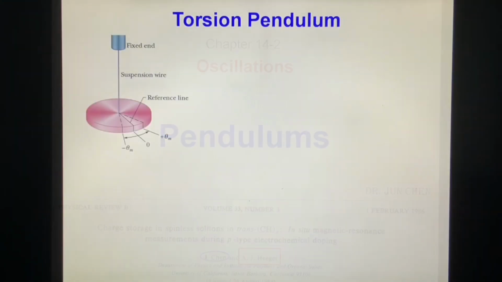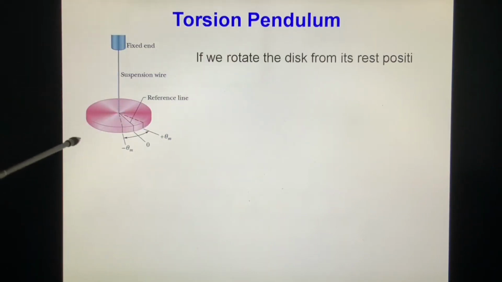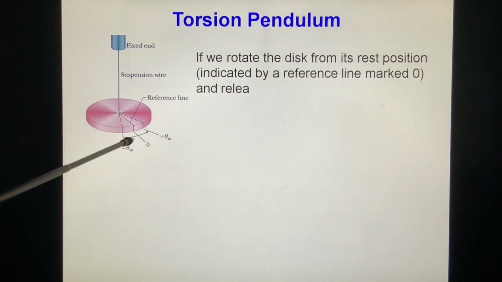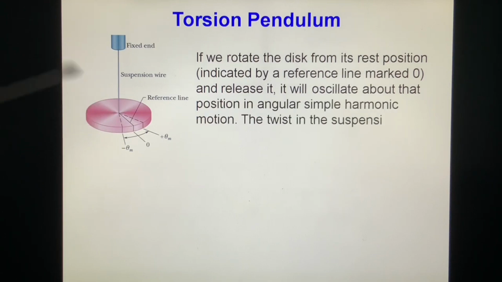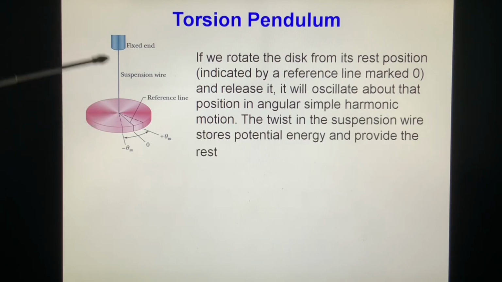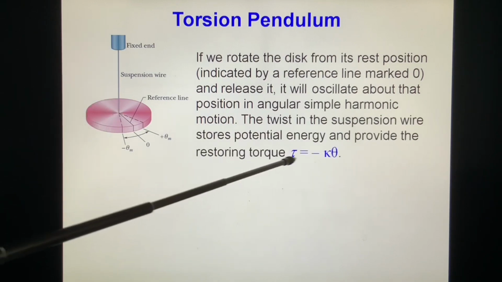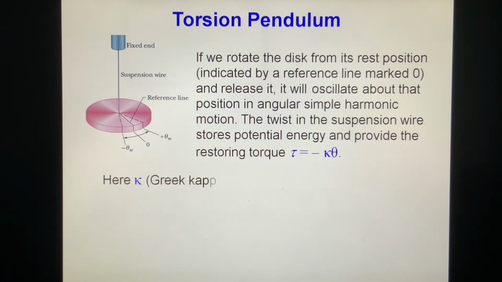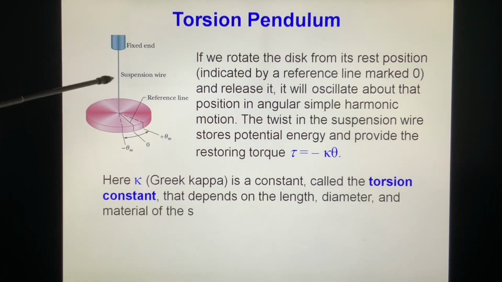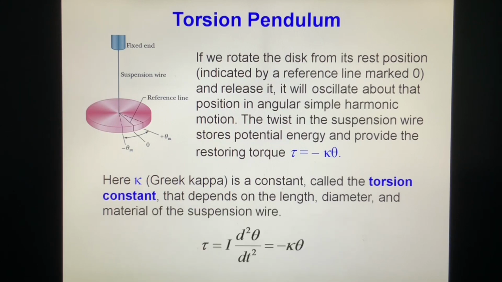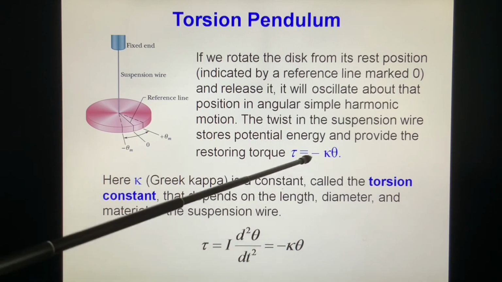Torsion pendulum. If we rotate the disc from its rest position, indicated by a reference line marked 0, and release it, it will oscillate about that position in angular simple harmonic motion. The twist in the suspension wire stores the potential energy and provides a restoring torque. Torque equals minus kappa theta. Here kappa is a constant called the torsion constant that depends on the length, diameter, and material of the suspension wire. So the torque on the disc is I alpha, where alpha is the second derivative of theta with respect to time t, and in this case it is equal to minus kappa theta.